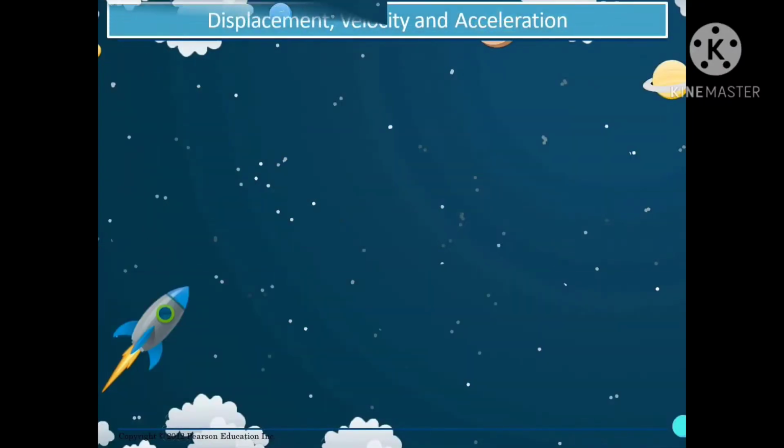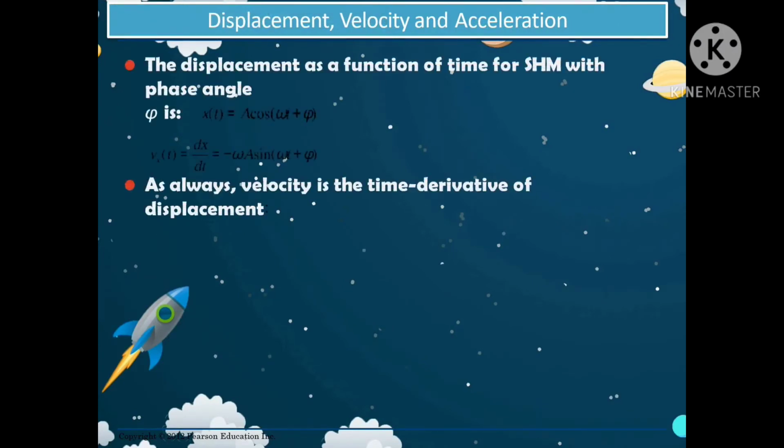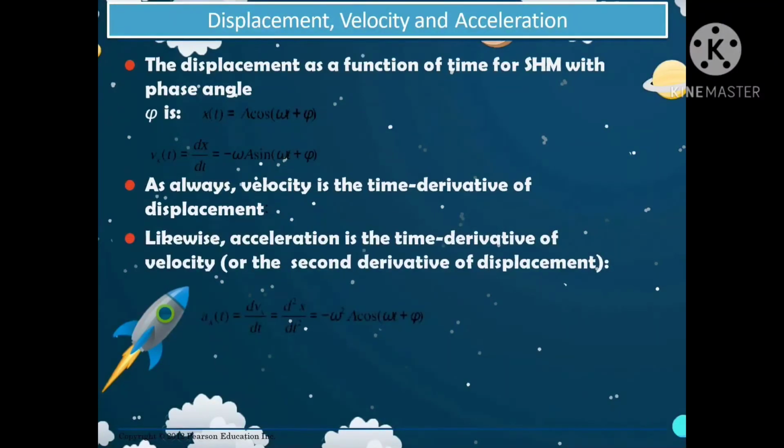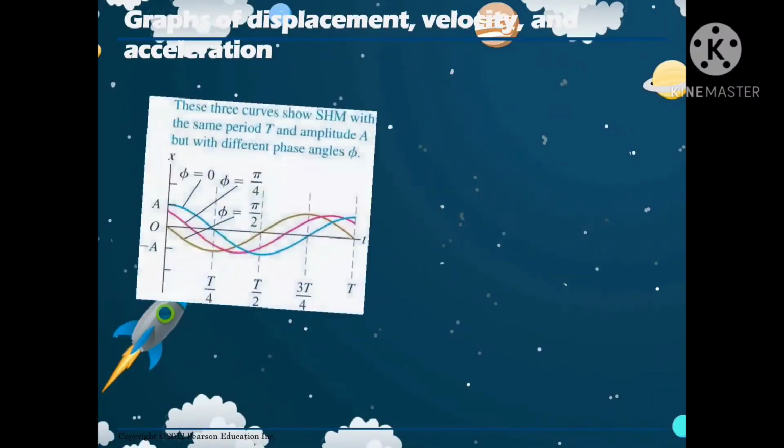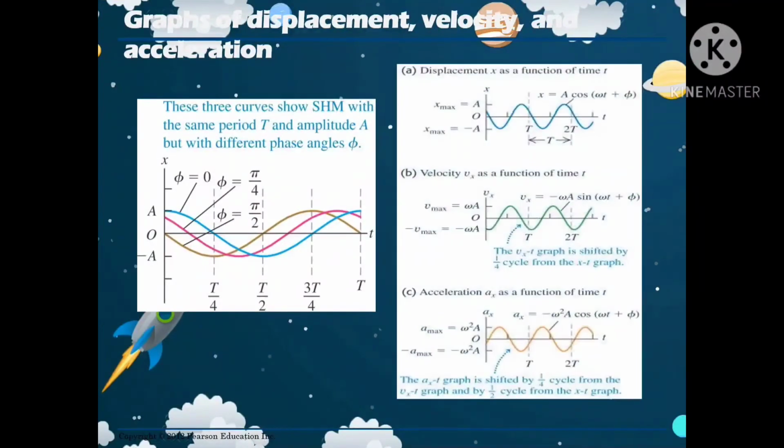Displacement, velocity and acceleration. The displacement as a function of time for SHM with phase angle phi is x equals a cosine omega t plus phi. As always, velocity is the time derivative of displacement. Likewise, acceleration is the time derivative of velocity, or the second derivative of displacement. Now, given below are the graphs of displacement, velocity, and acceleration. You can have a look at them.